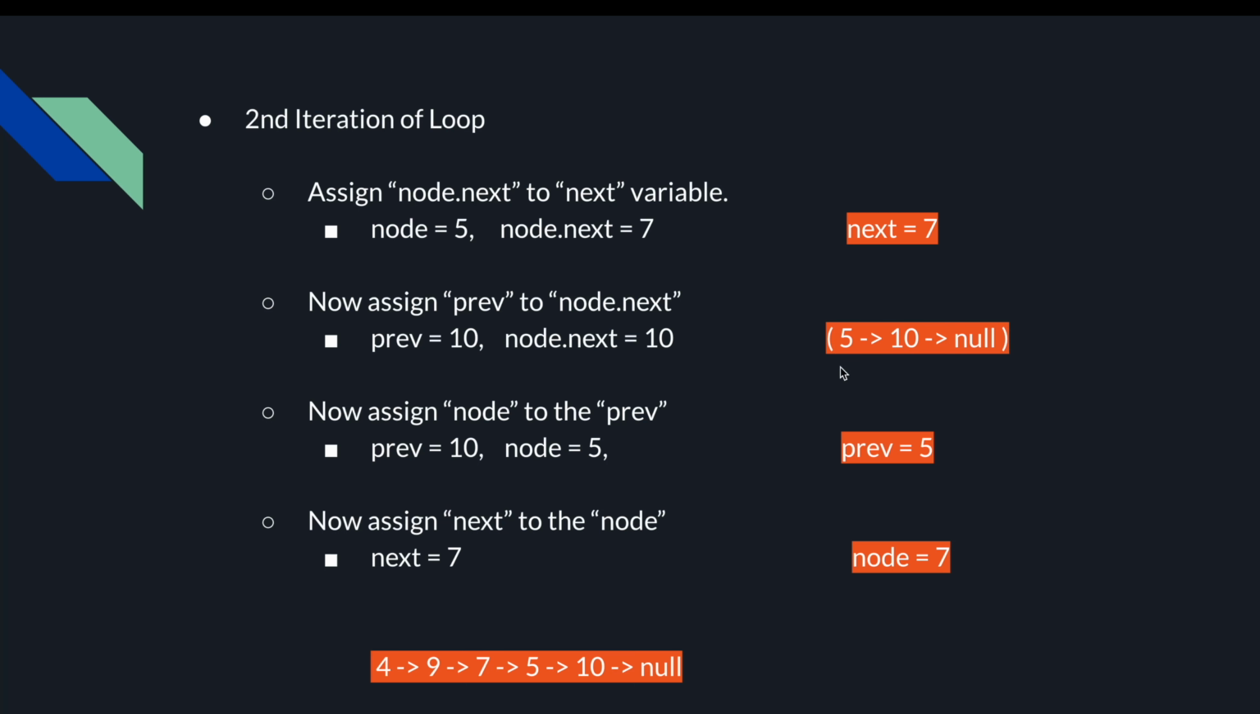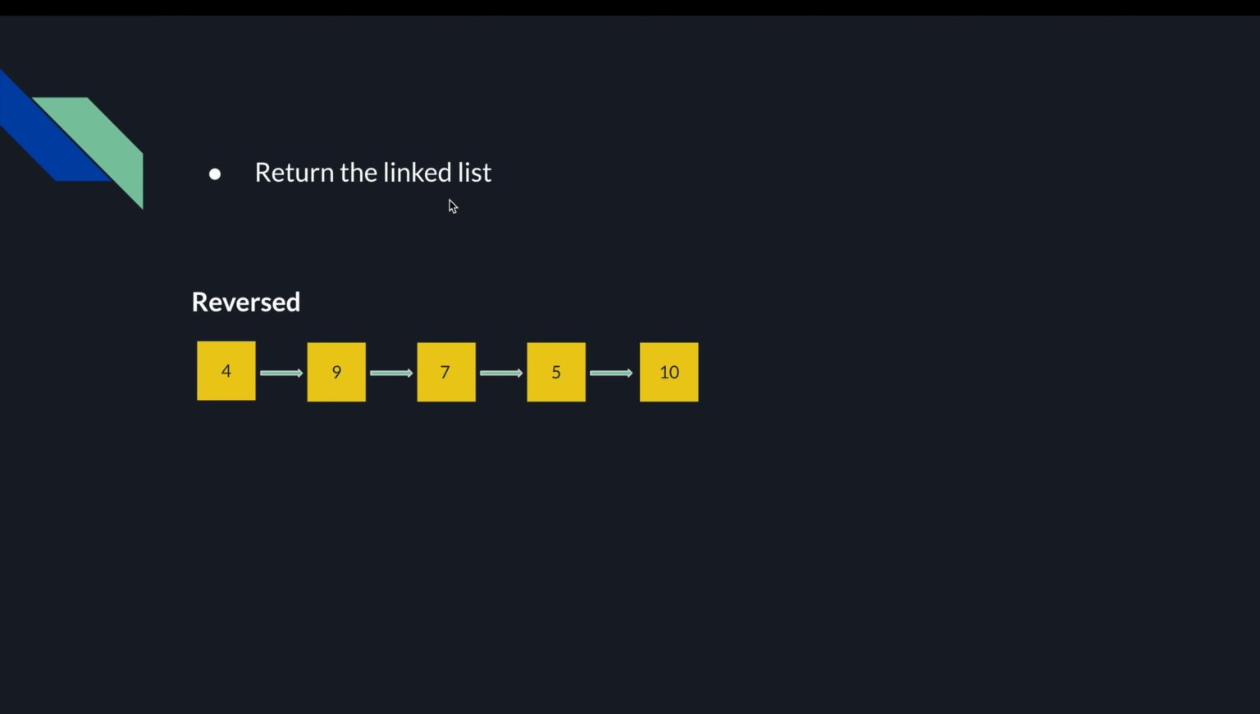In the second iteration, we successfully reversed 2 nodes, and if we keep on repeating this for all the nodes in the given singly linked list, then the final output will be this, which is the reversed singly linked list, and in the end we will simply return the reversed singly linked list. Alright, if this one sounds confusing to you, I highly recommend you go through this again, and if you still have any doubt, you can ask in the comments. Alright, now let's move on to the code sandbox and try to implement this.